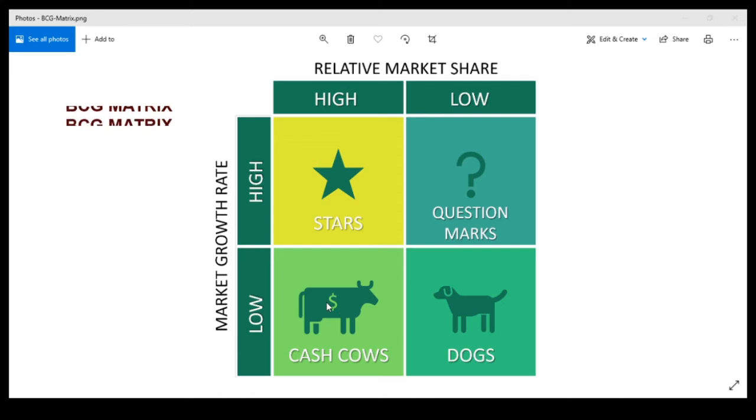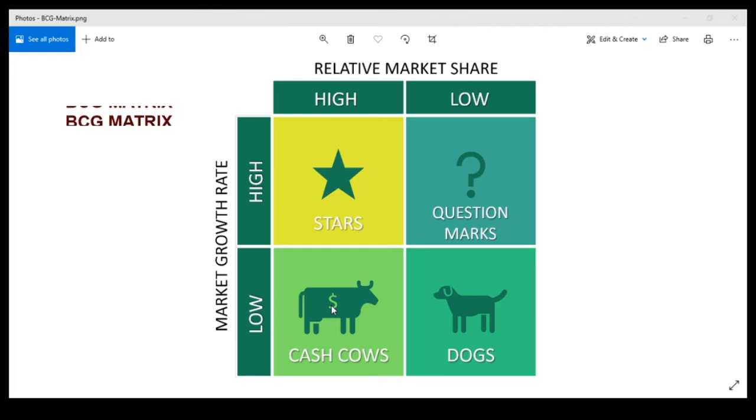If your company falls into this quadrant, the implication is you have to harvest. That means your product has a good relative market share in the market, but it doesn't have a future. So automatically you have to go for the implication of harvesting cash cows. Harvest as much as you can, because your product doesn't have growth. Since you have a good market share, you just make money.